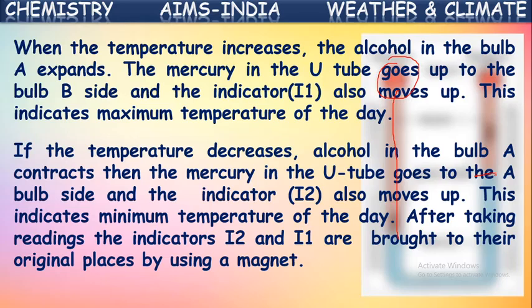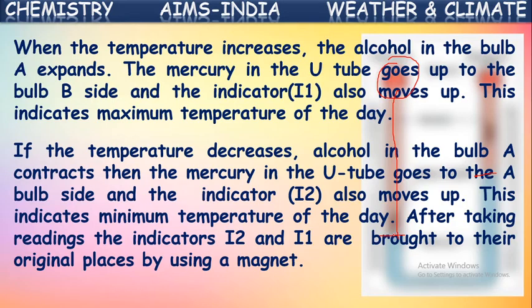Again, if the temperature decreases, what happens then? The alcohol present at the left side in the bulb A contracts, means occupies less volume again. So it goes up. This mercury will go up into the bulb A. Then the mercury also moves along with that to the left side. It rises in the left side tube. Mercury in the U tube goes to the A bulb side. It moves up here. So here also the indicator moves up along with the mercury column. So the indicator here indicates the minimum temperature of the day.